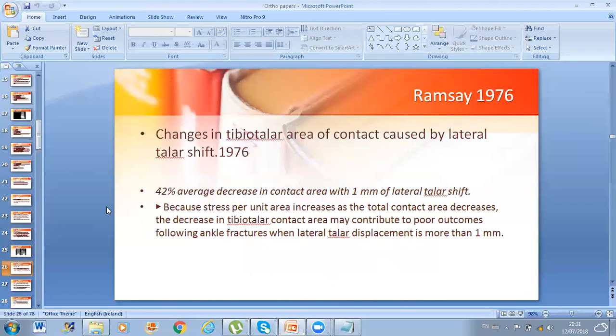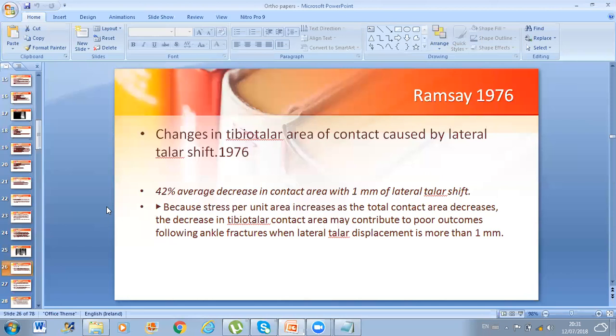This paper is Changes in tibiotalar area of contact caused by lateral talar shift, 1976. And this has been tested. 42% average decrease in contact area with 1 mm of lateral talar shift. This came in my MCQs also. So 42% decrease in contact area with 1 mm of lateral talar shift.